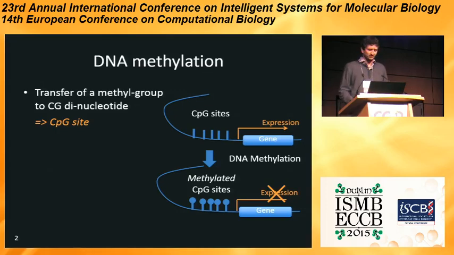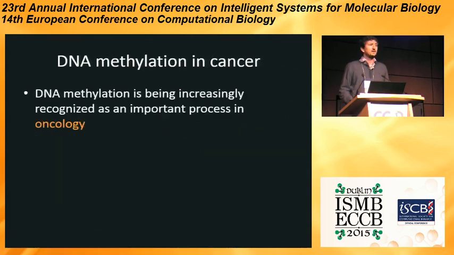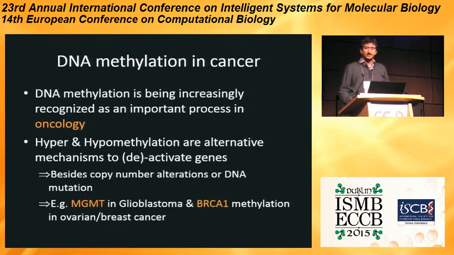hypermethylated that it essentially turns off gene expression. This has been known to be deregulated in cancer, creating either hypermethylation or hypomethylation. It's been increasingly recognized that this is an important process in oncology, and there have been numerous examples of genes that are being hyper or hypomethylated, and that this is an alternative mechanism compared to copy number alterations and DNA mutations. For example, MGMT hypermethylation in glioblastoma, and BRCA1 hypermethylation in ovarian and breast cancer.